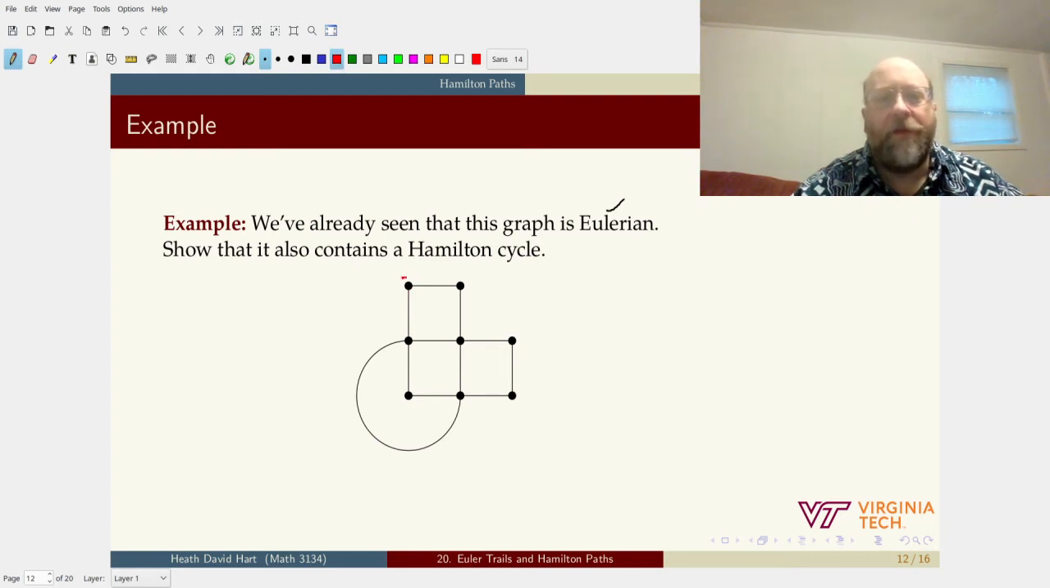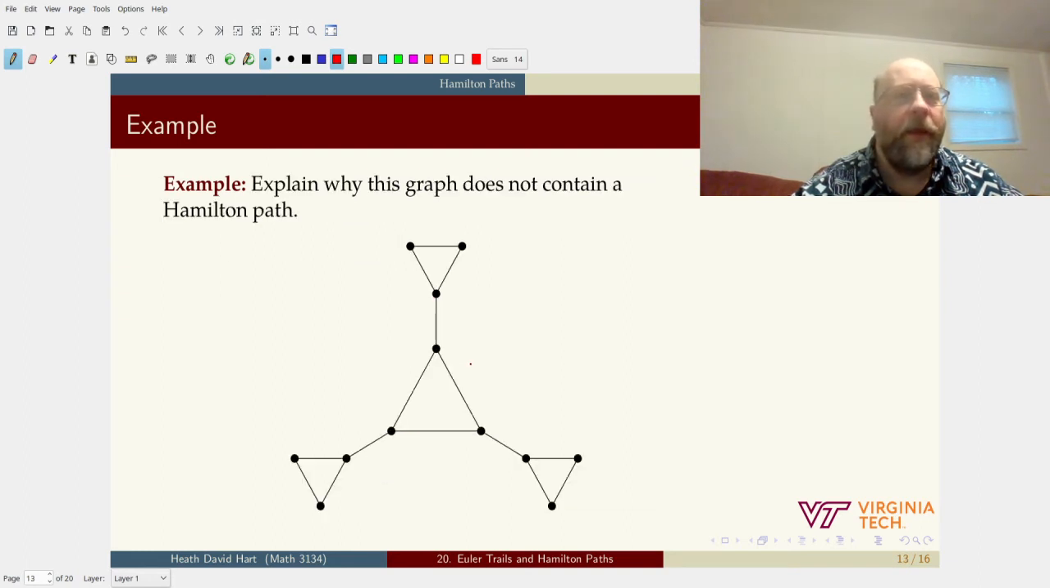If I start at this vertex here, I can go around the sort of L-shaped structure there. I've hit every single vertex one time. I came back to the starting point, and I didn't use all of the edges, but I hit all of the vertices. This graph, we can't do that with.